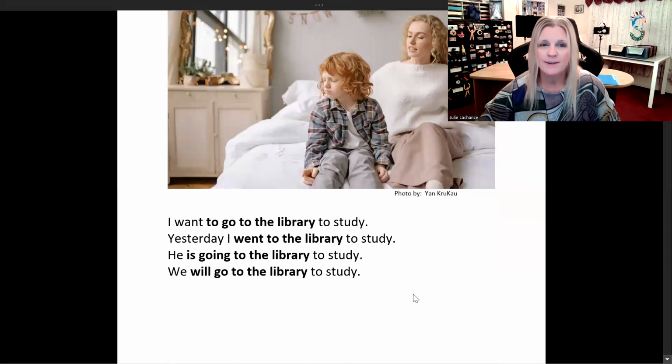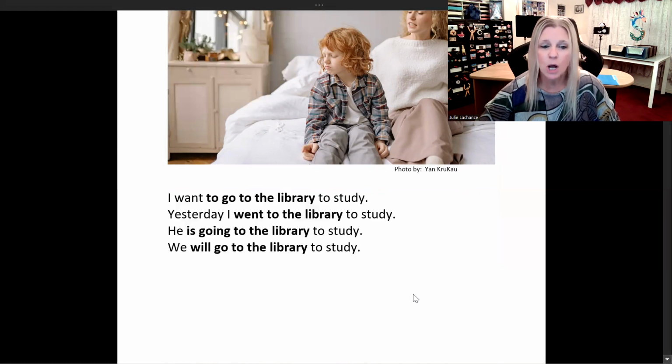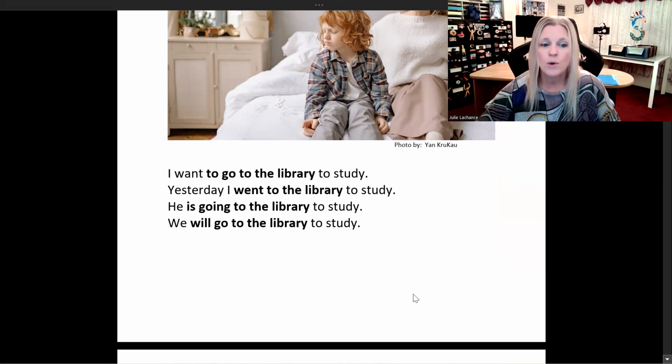Okay, so another sample. I want to go to the library to study. Yesterday, I went to the library to study in the past tense. He is going to the library to study. We will go to the library to study. So far, so good. You understand? Go to, went to, going to, will go to.